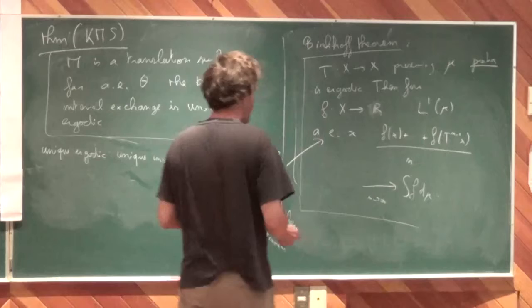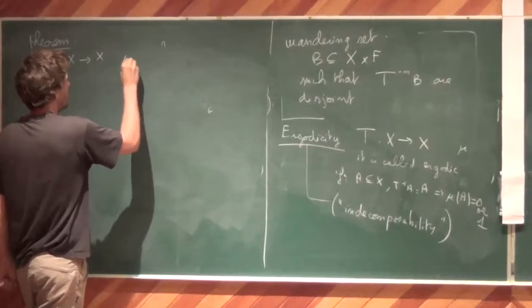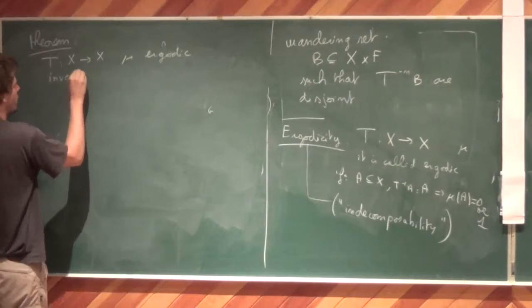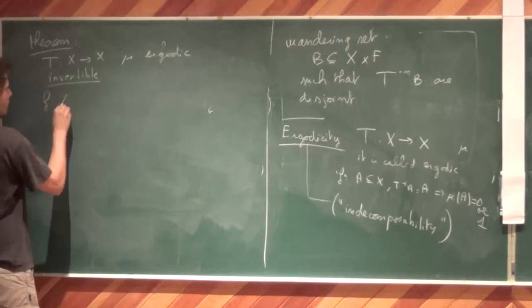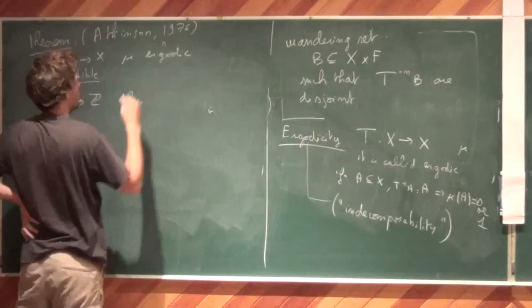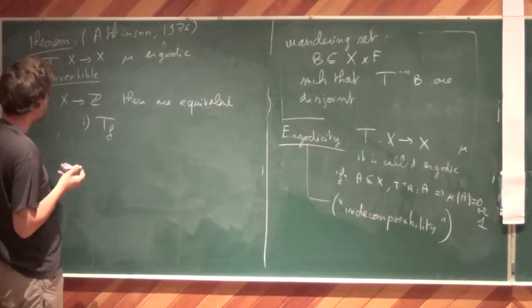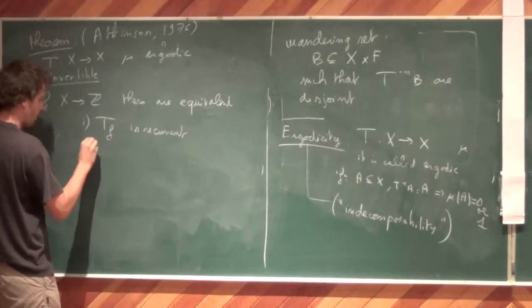And actually, there is a nice theorem which says that the converse holds. So if T from X to X preserving mu is ergodic, and you assume that it is invertible, you pick f from X to Z, then we have an equivalence. So this is the theorem of Atkinson, which goes back to, if I'm not mistaken, 76. Then the following are equivalent. One, the skew product T_f is recurrent. And two, the integral of f d mu equals zero.